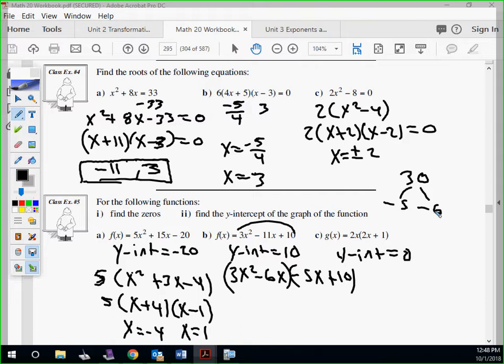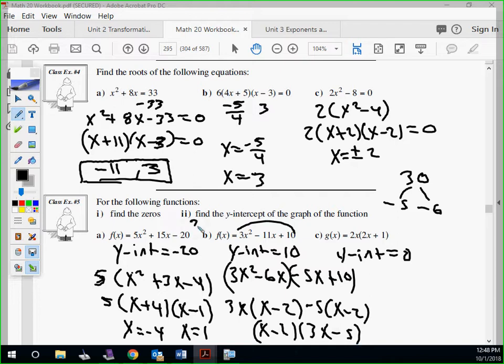What's that? Yeah, it's a negative 5x, yeah. Pull a 3x out. We get x minus 2. Pull a negative 5 out. X minus 2. So it's x minus 2 times 3x minus 5. So our zeros for that are 2 and 5/3. I'll just write it right here.